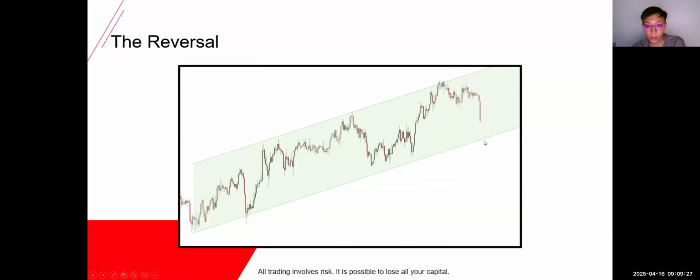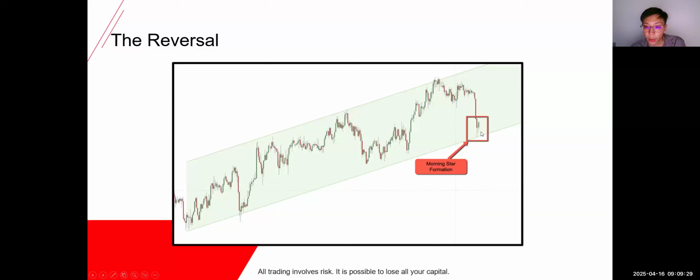Okay, so you can see right here, we have a morning star formation formed over here. Morning star formation is a bearish candle first, then we have a slimmer candle in the middle, and then a bullish engulfing candle. All right, so that is your morning star formation.